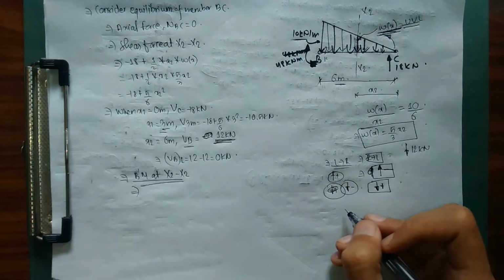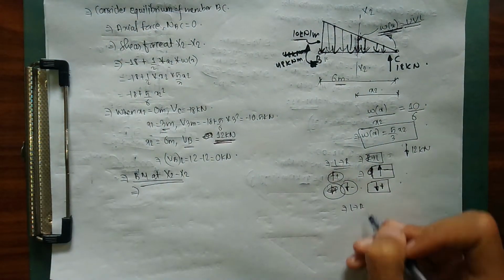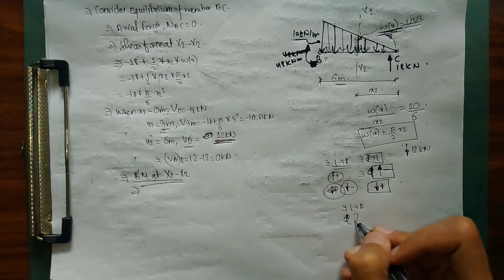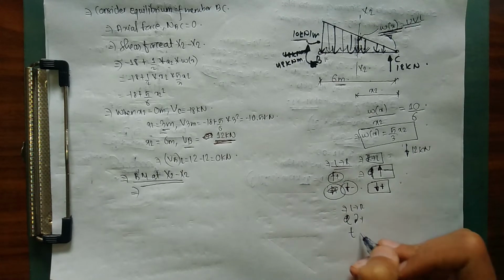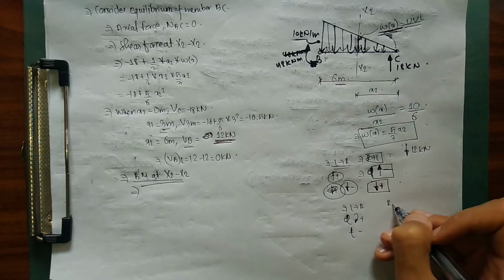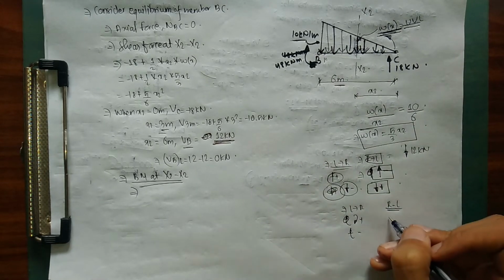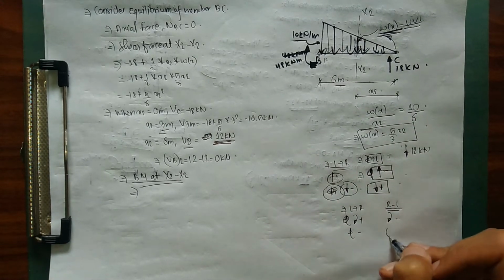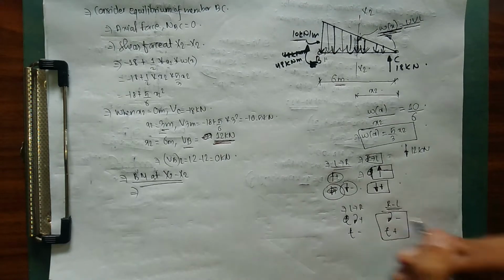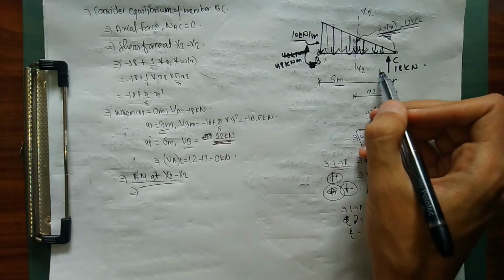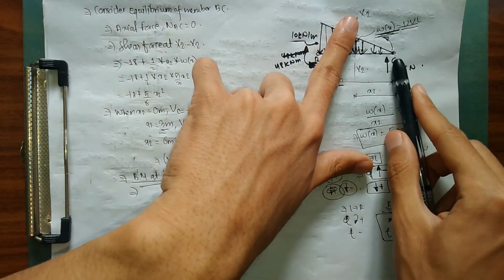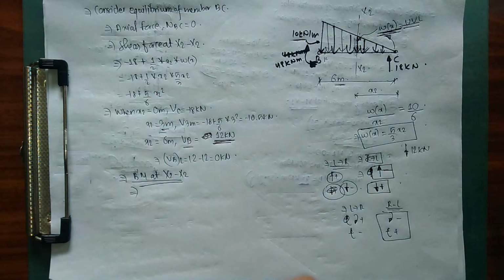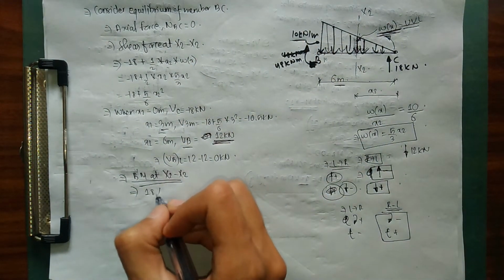So let me write down a sign convention as well. While moving from left to right, I had my clockwise moment as positive, while my anti-clockwise moment as negative. While moving from right to left, it is going to be exactly vice versa. Clockwise moment will be negative, while my anti-clockwise moment will be positive. So right now we are moving from right to left, and I have my 18 kilonewton producing anti-clockwise moment. So I'm going to take it as positive 18 into x2.